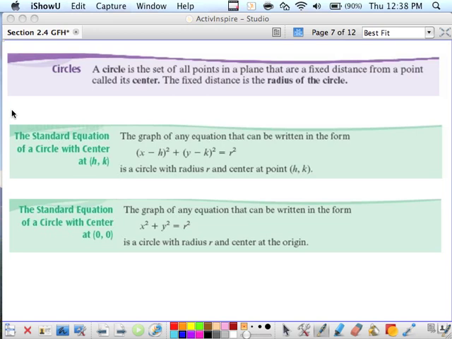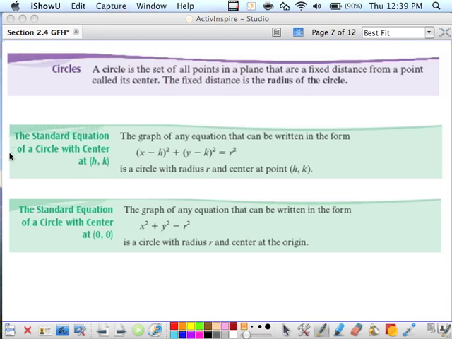Parentheses x minus h, so x minus whatever the x value of the center is, squared, plus parentheses y minus k, so you take y minus whatever the y value of the center is, square that, and that will always equal the radius squared. That's the equation of a circle. And if you want to graph a circle, that's the equation you use to find all the different points that are actually on that circle.